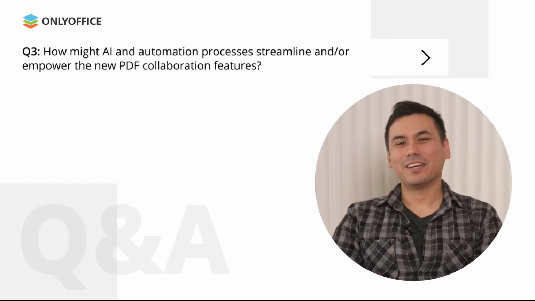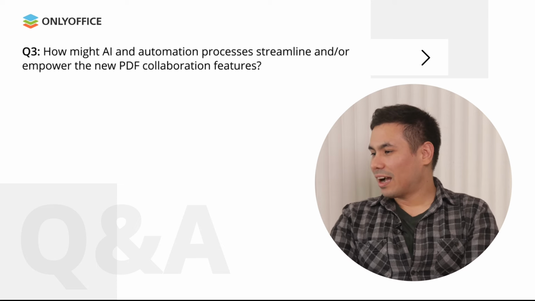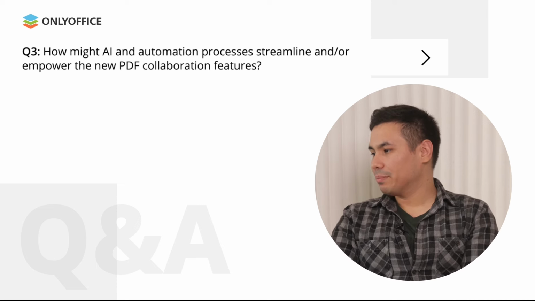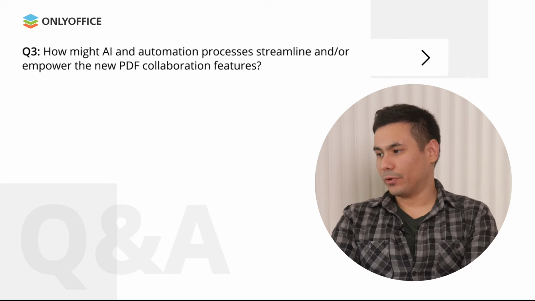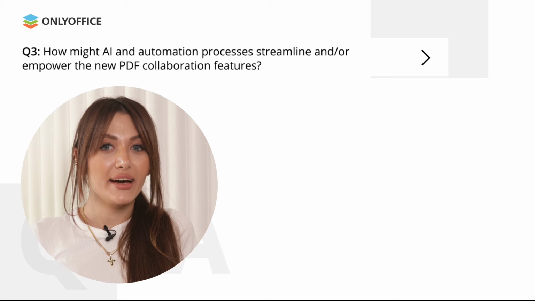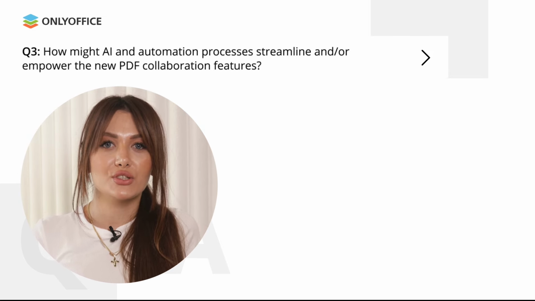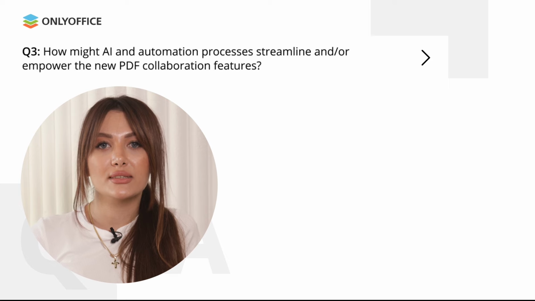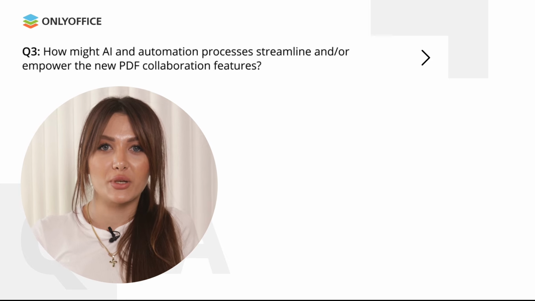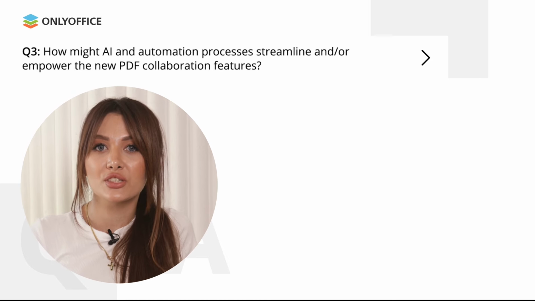Okay, thank you, Sana. Here's the third question. How may AI and automatization process streamline and/or empower the new PDF collaboration features? AI and automation processes can streamline the new PDF collaboration feature the same way as working with any other file formats. Also, there is an ability to recognize text, which is very useful because PDF files often have pictures instead of real text.